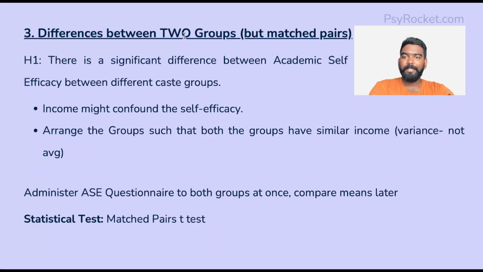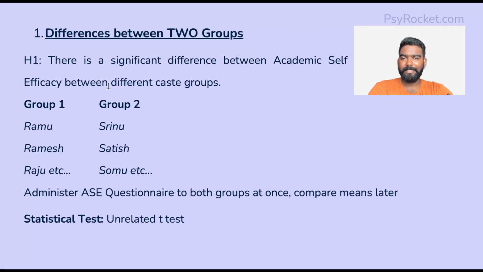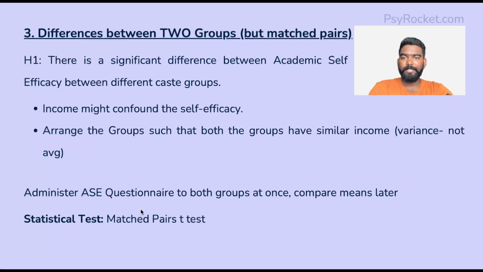Okay. Then suppose, yeah, this is a little bit interesting. I'll tell you. Suppose your hypothesis is there is a significant difference in academic self-efficacy between different caste groups. This we have already tested. This is the same hypothesis from our unrelated t-test. Then what is this matched pairs design?